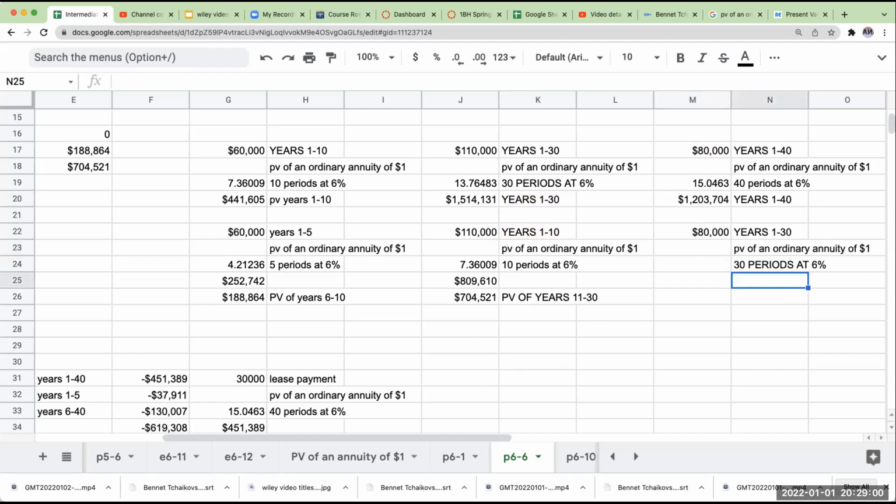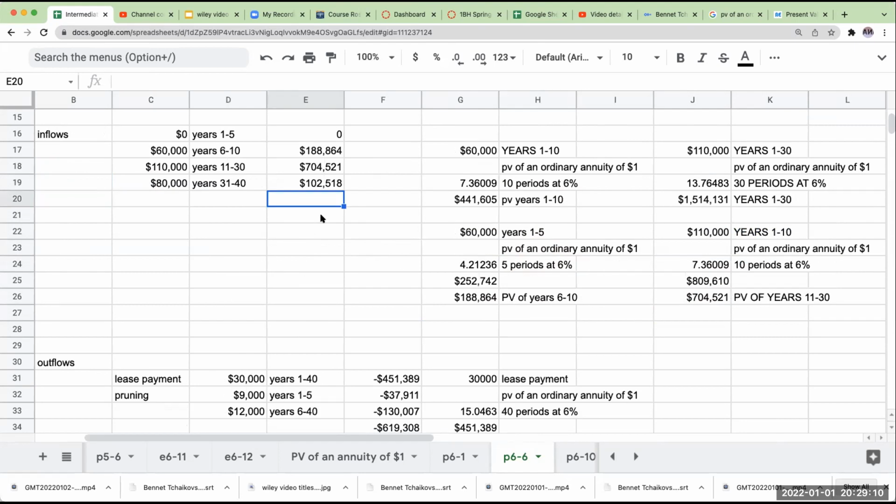To be 102,518. So if I put this over here, this is what I get. Okay, so again, the way I did this was a little bit unconventional, where I was taking the full amount of time and then subtracting the amount of time I didn't use it. So that's how I got to my values.